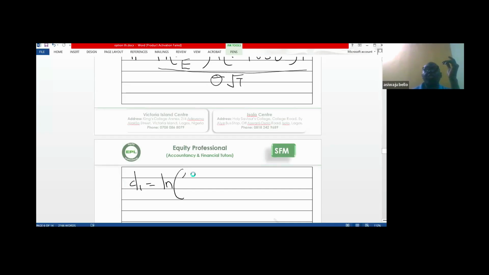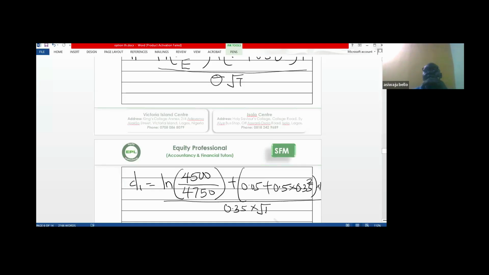Your D1 is equal to, in X0, 4,500, capital letter E, 4,750, close my bracket, plus, open another bracket, my small letter R, 0.05, plus 0.5 is constant, multiplied by volatility 0.35 squared, close my bracket, multiply by what? 1, T, divided by volatility 0.35 multiplied by the square root of T, which is 1.